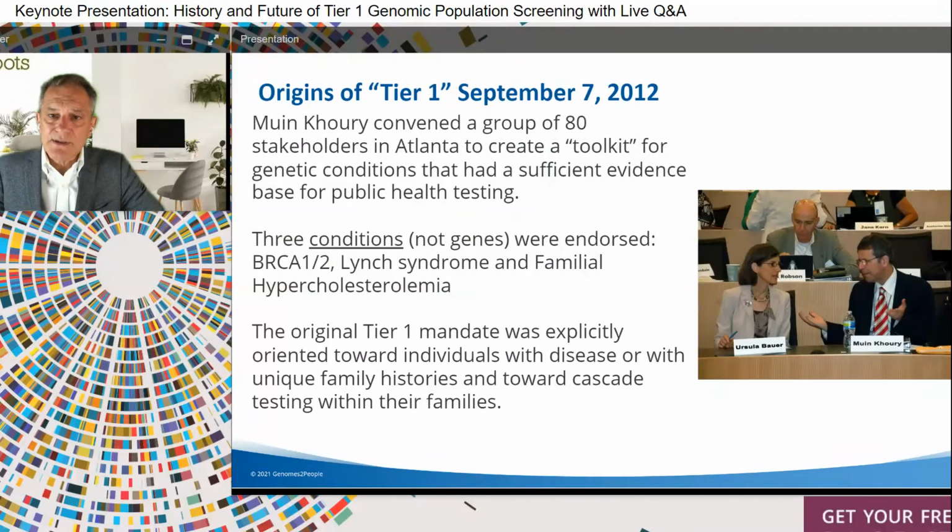And back at the CDC, Ewan organized a very important meeting on September 7th of 2012, where he convened about 80 stakeholders in Atlanta. I was not at that meeting, but this was the meeting in which this group endorsed not a specific set of genes, and even to this day, not a specific set of genes, but a set of conditions. And those conditions were breast and ovarian cancer predisposition, Lynch syndrome, and familial hypercholesterolemia.